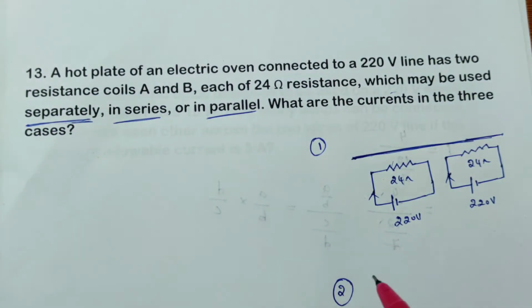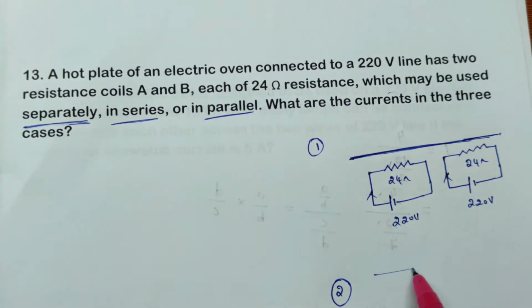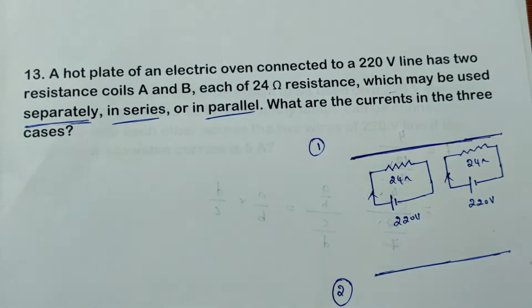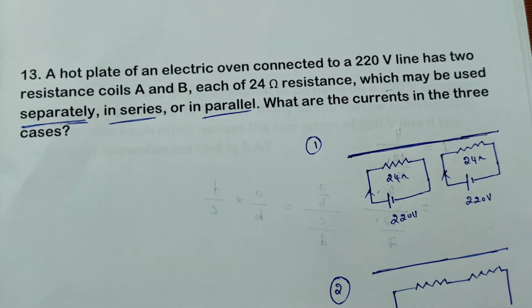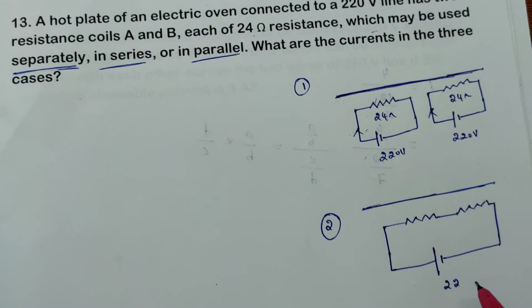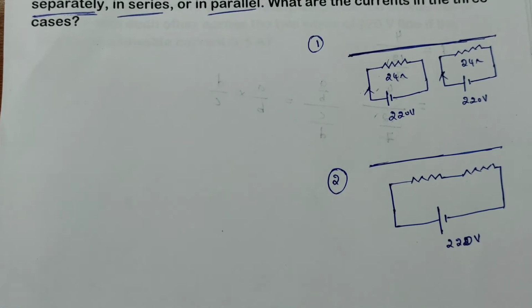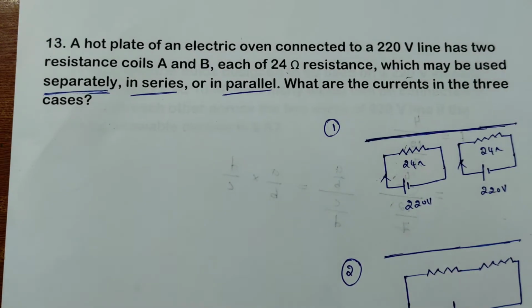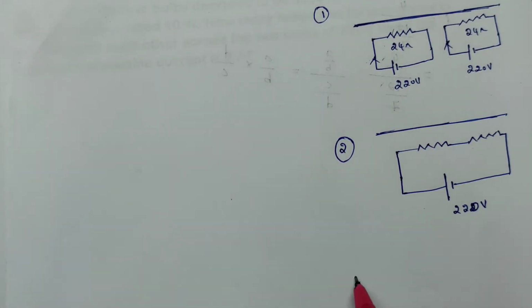The second case says these resistances can be used in series also. Same plate I am going to draw here, but in this case I connect these two resistances in series. Here is the first resistor and here is the second resistor. I connect them in series and connect the power supply, which is 220 volts. This is the second case. And we have a third case also: we can connect them in parallel.